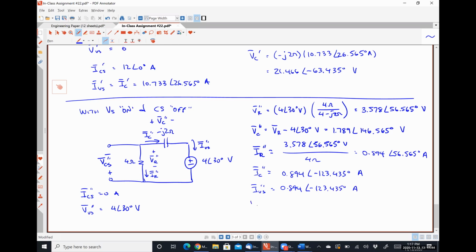And lastly, VCS is negative VR. So that would be 146.565 minus 180, 1.789 angle negative 33.435 degrees volts. All right, so we have all of our different quantities.